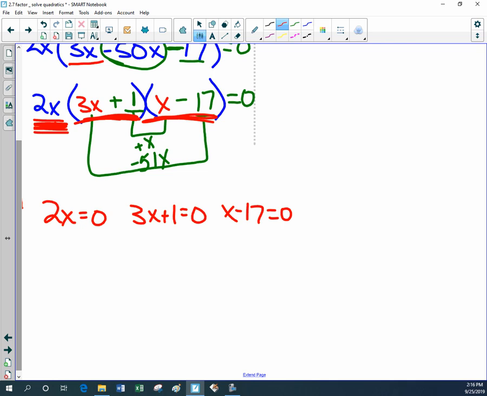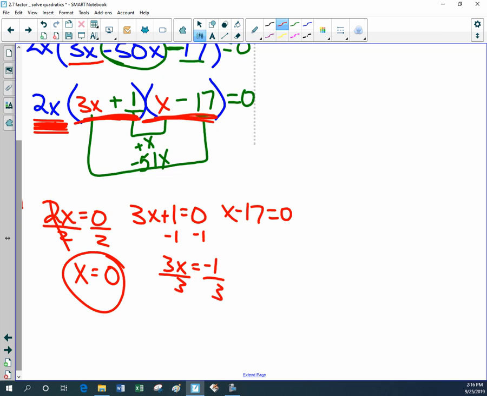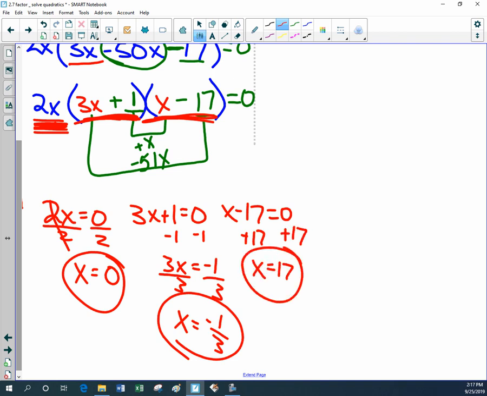Okay, so 2x equals 0. Divide by 2, x equals 0. 3x plus 1 equals 0. Subtract 1. Divide by 3. x equals a negative 1/3. And on the last one, add 17. So x equals a positive 17. Okay, so I have 3 solutions this time. x equals 0, x equals negative 1/3, and x equals 17.